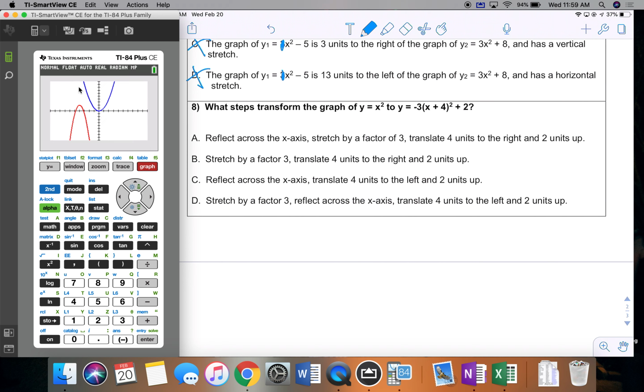So when I click graph, here's my x squared, and then here is my adjusted. So I can see that it was reflected. I can see that it was stretched by 3. It looks skinnier. I can see that it moved to the left 4 and went up 2. So I'm looking for an answer that has all of those. A says that it goes to the right, which is not true. B has all of those things except it's missing a reflection. C is missing a stretch, and D is the only one that has all of those options.